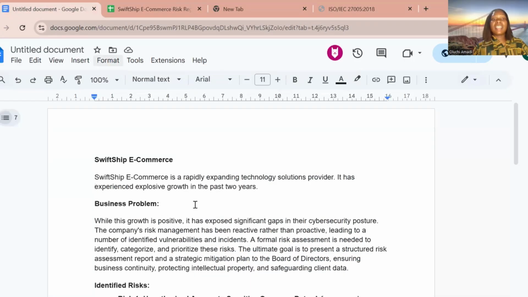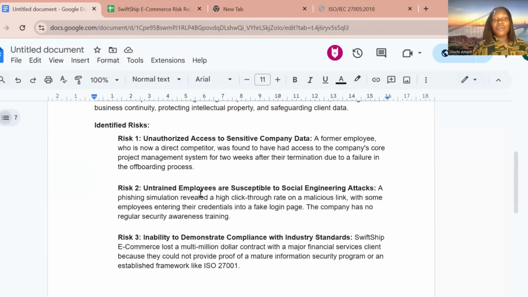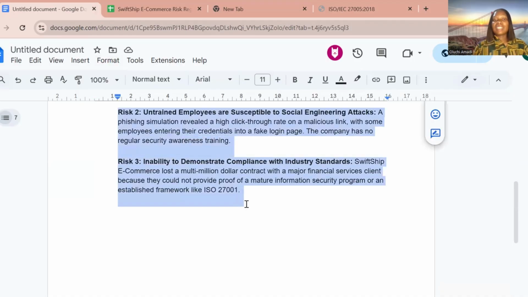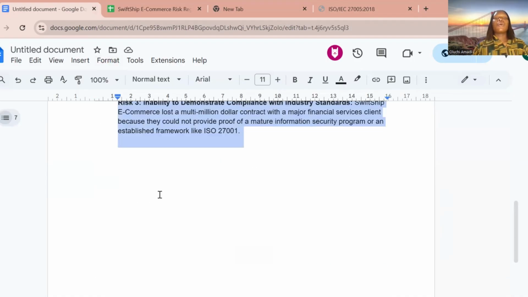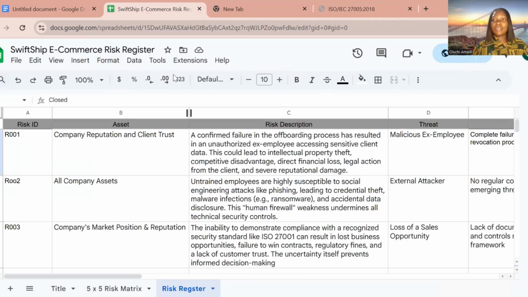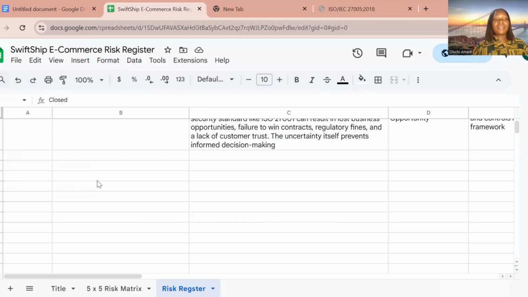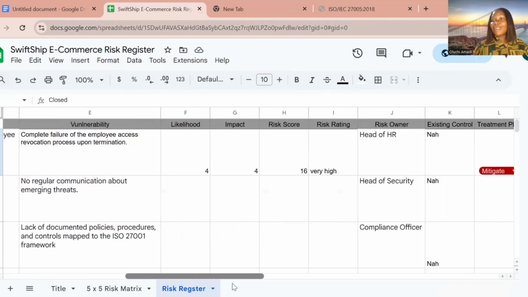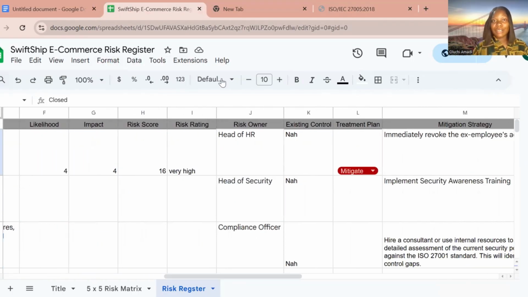This is the case study, so you can decide to finish up the remaining two. So yeah, this is how to conduct a risk assessment in your organization. I'm going to be stopping here.